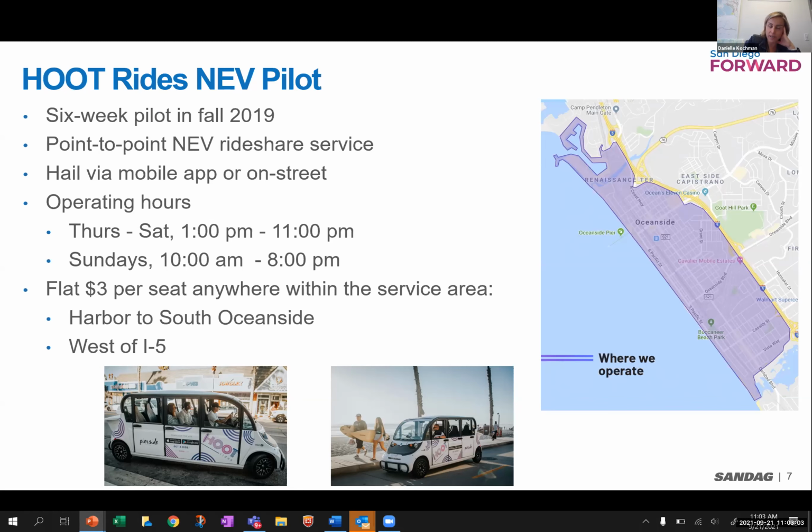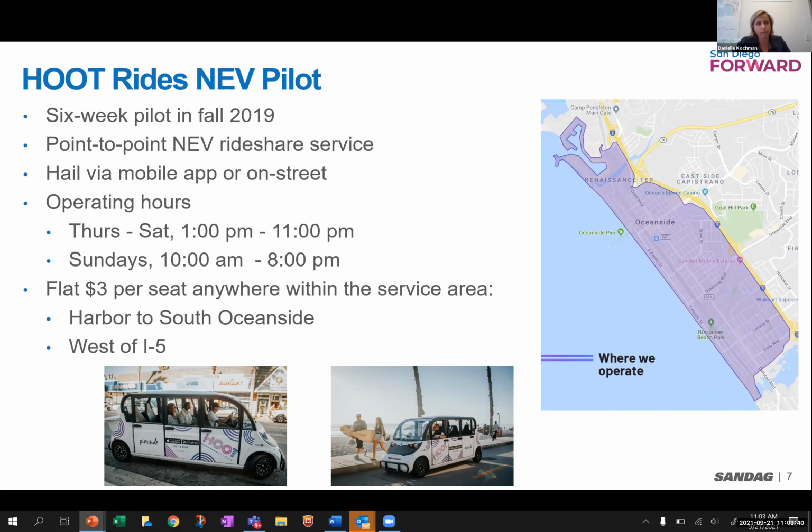There's that neighborhood electric vehicle that I was talking about. And so that was called Hoot Rides. Ford Mobility actually carried the entire cost of this project. They wanted to see how the service would work in Oceanside, so they didn't have any government subsidization. They fully funded the 6-week pilot, and again, you had an app to hail the ride. You could also flag it down on the street like a taxi cab, and it would pick you up if it was available. And so it operated Thursdays through Saturday and then Sundays as well.